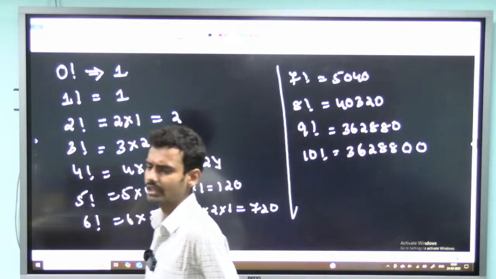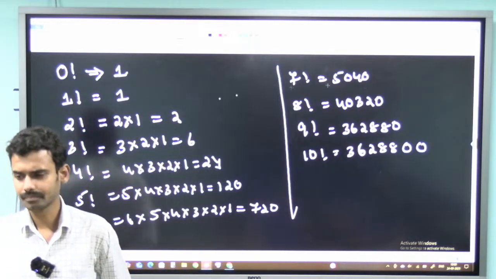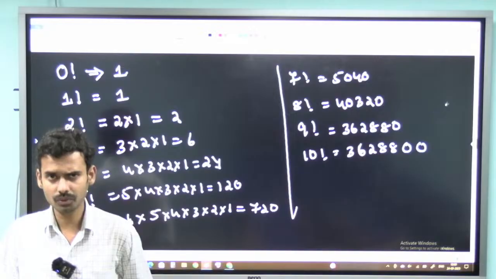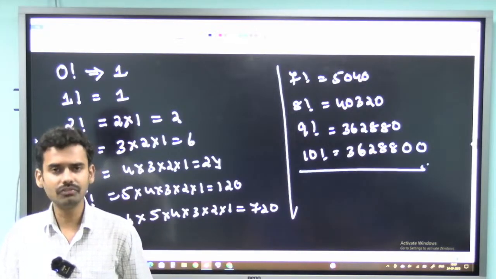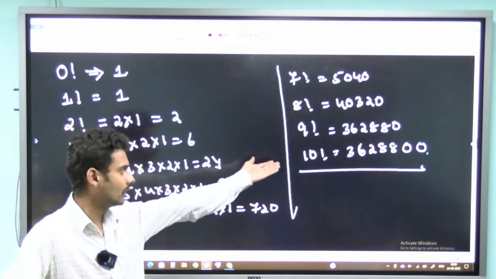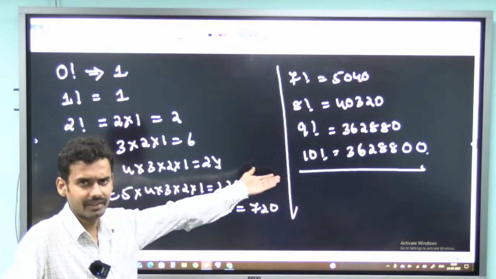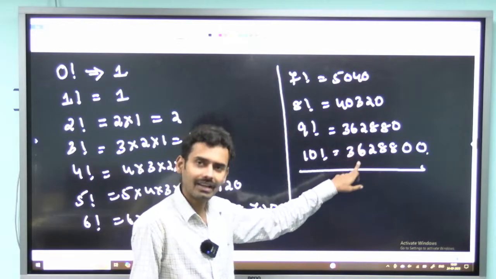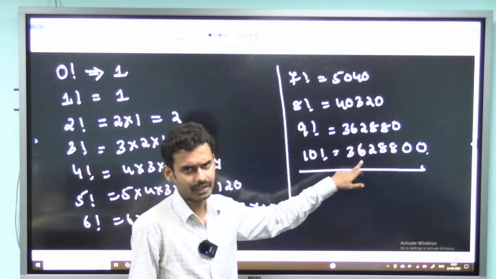Beyond that, if at all you are getting, you can manually multiply it. Because beyond 10 factorial, it will be a very huge number, 11 factorial, 12 factorial and all. So better learn till 10 factorial. For 11 factorial, 12 factorial, 10 factorial will be known to you. Just multiply this value by 11, you will get 11 factorial. Then you multiply it by 12, you will be getting 12 factorial and so on.